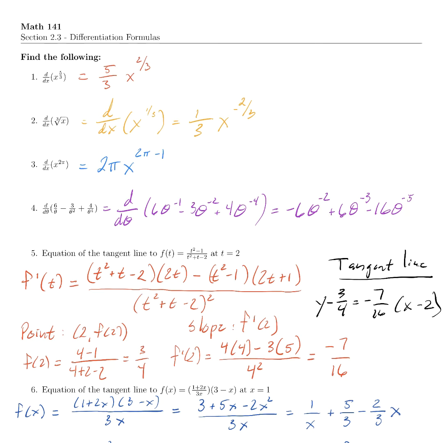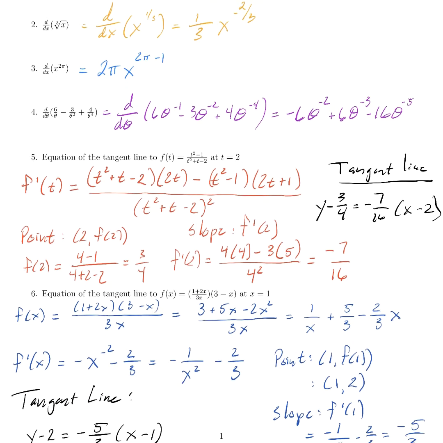So the derivative of x to the 5/3 is 5/3 x to the 2/3, which is 5/3 minus 1. I rewrote the cube root of x as x to the 1/3, and then the derivative is 1/3 x to the negative 2/3. 2 pi is just a number, so this derivative in number 3 is 2 pi x to the 2 pi minus 1. Can't really simplify that exponent in any way.